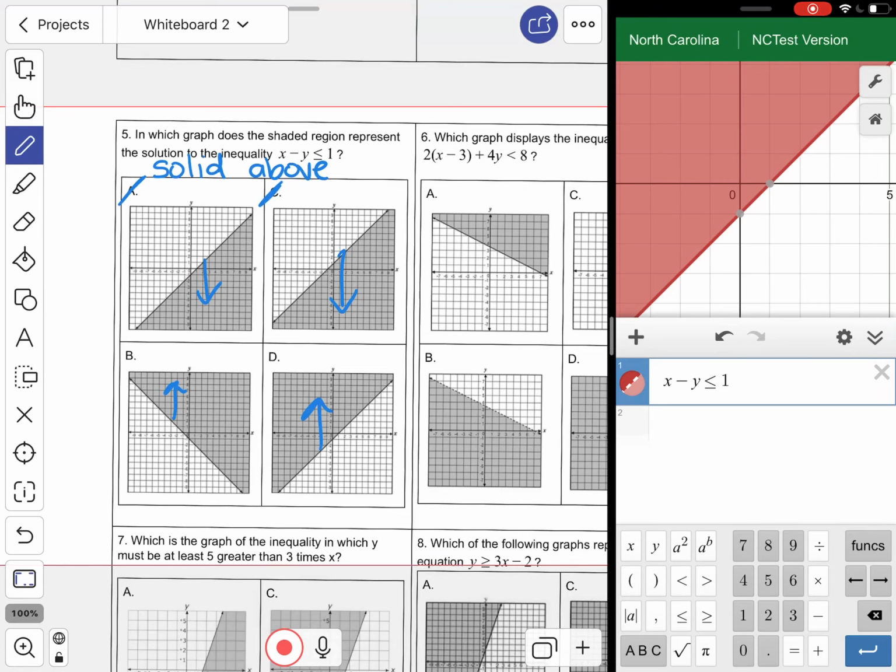So our graph over here is going up from left to right. So the only one that's going up from left to right with B and D is going to be D.